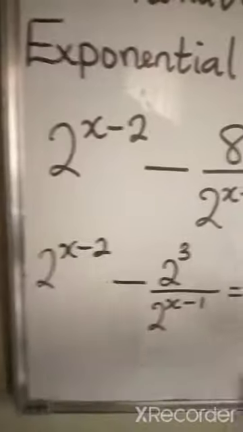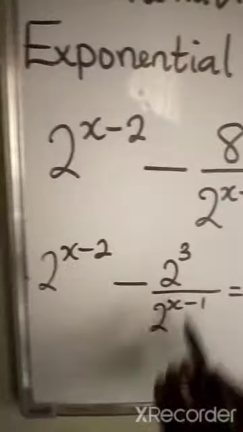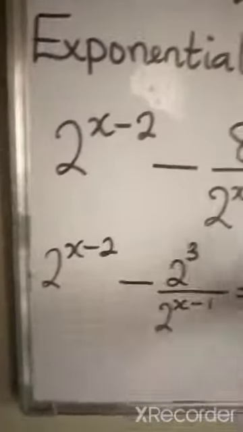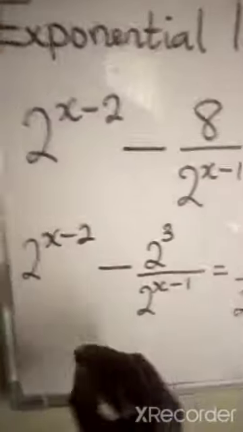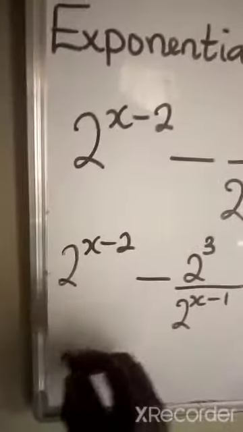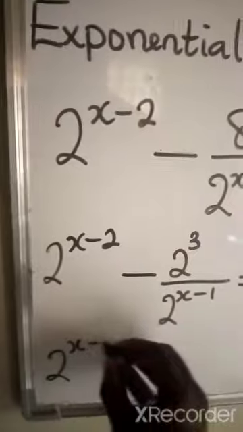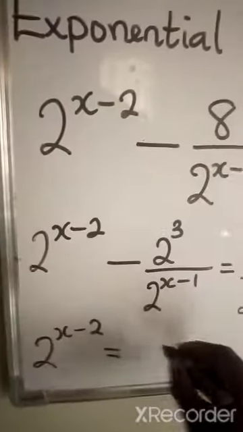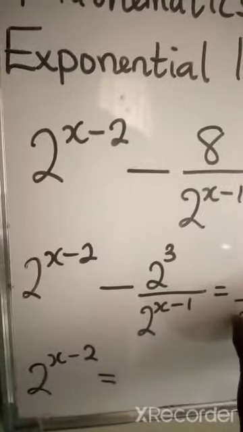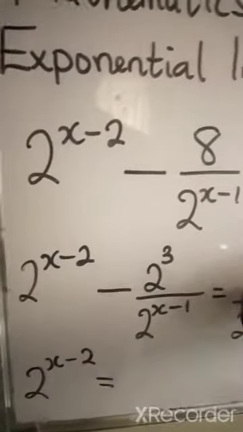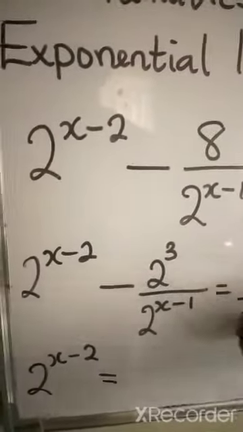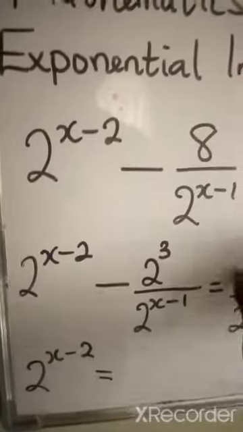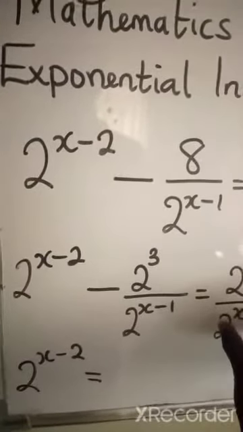Since they have something in common, they are in the form of fractions, so you move this to the other side. That is, you collect the like terms. So we have 2 to the power of x minus 2 is equal to, if you move this to the other side, it becomes plus. Meanwhile, before then, you can change this to a simpler form. You can change it to the simplest form. You understand? How do you do that?